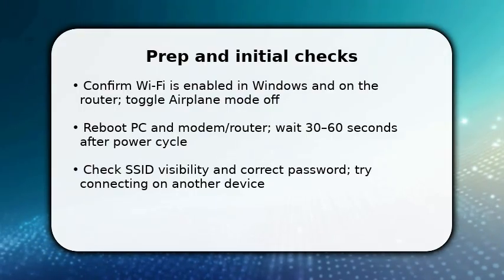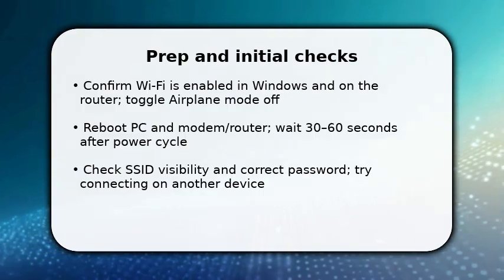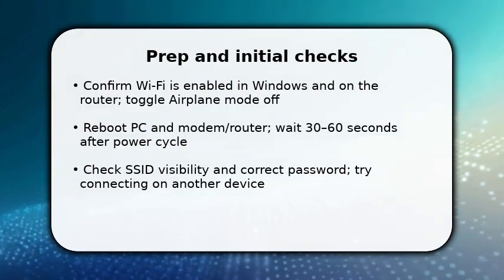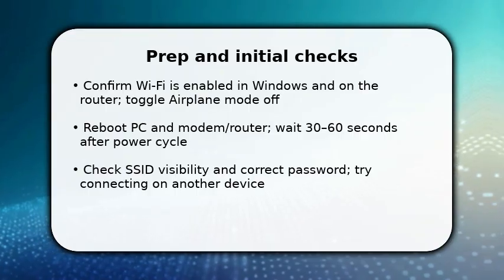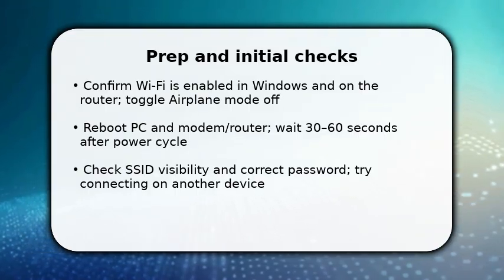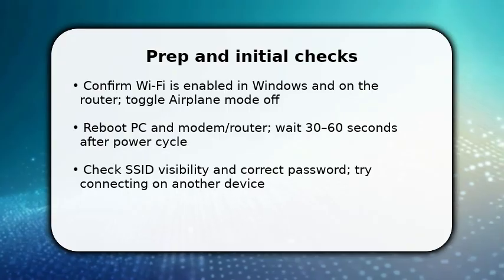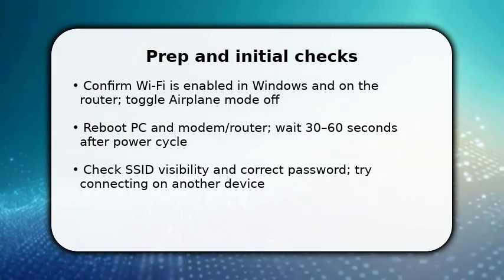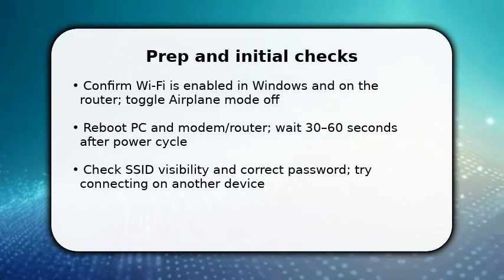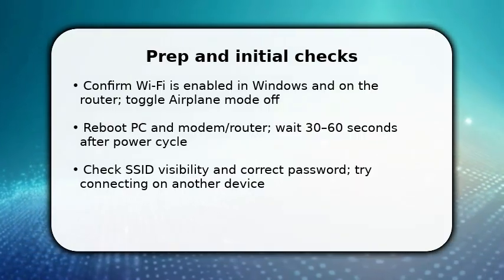You start by verifying basics, so we only fix the real issue. First, make sure Windows Wi-Fi and the router radio are on. Turn airplane mode off. Then reboot both the PC and the router, waiting 30 to 60 seconds before reconnecting because devices need a fresh DHCP lease.